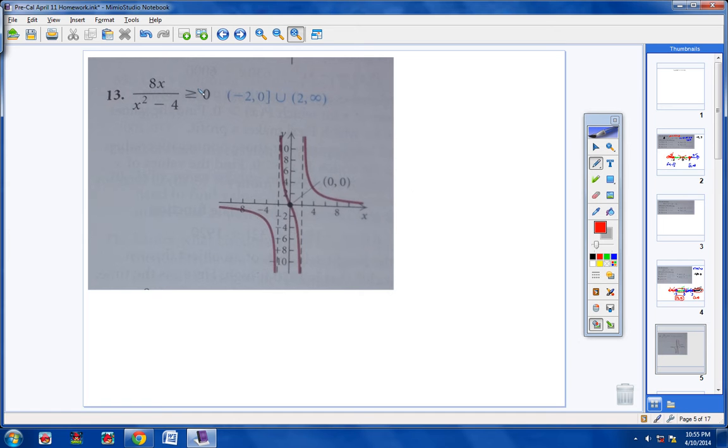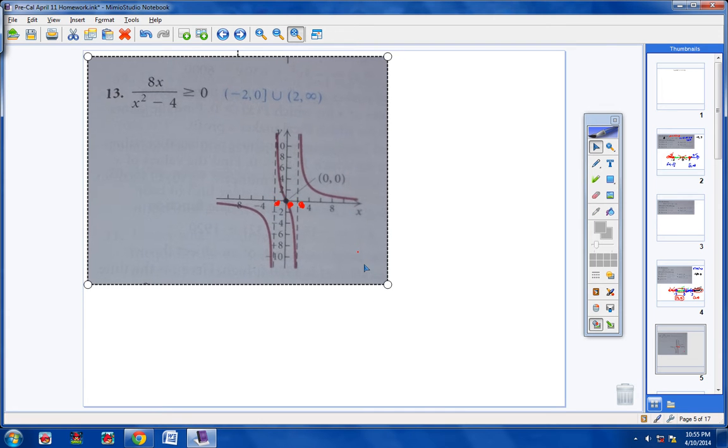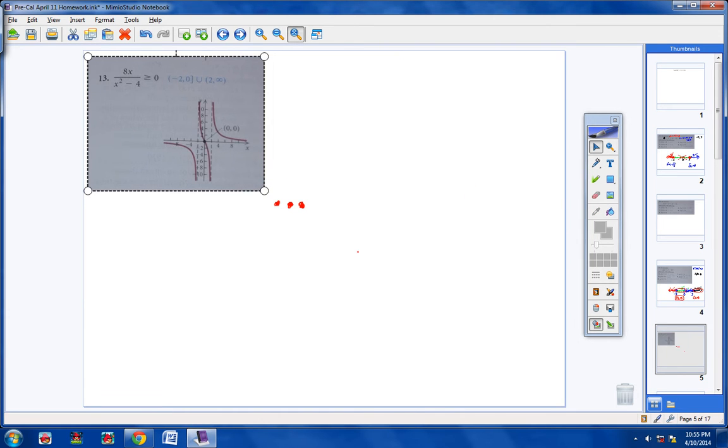Remember, when you're dealing with a rational function, your critical values are the x-intercepts and the asymptotes. So you have a critical value here, -3 it looks like. Let's see. No, 2, 4, they're in increments of 2. So -2. And then you have an x-intercept at 0. And then you have an asymptote at +2. So really, to be honest with you, you already have your critical values. They're -2, 0, and +2.